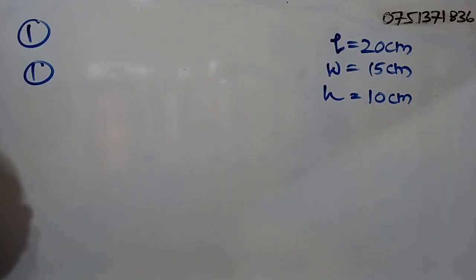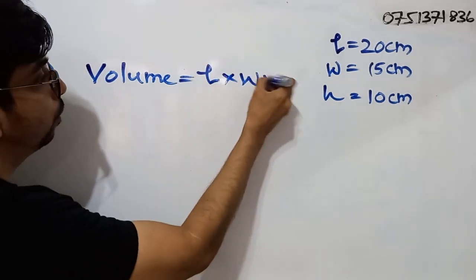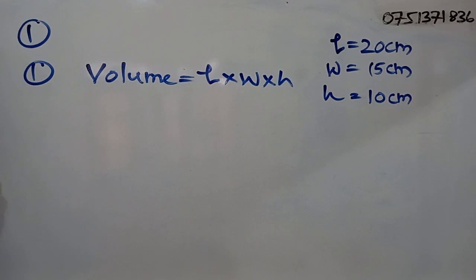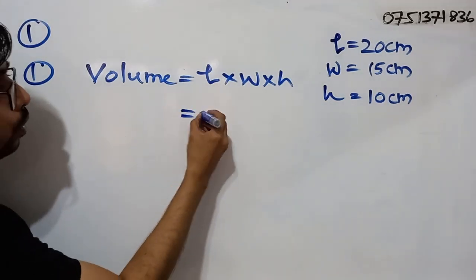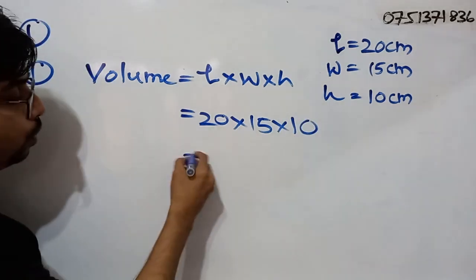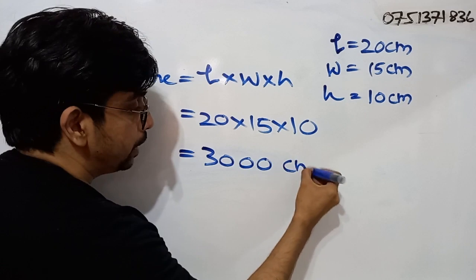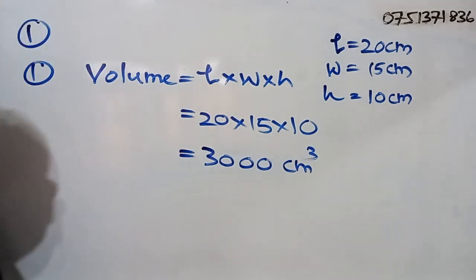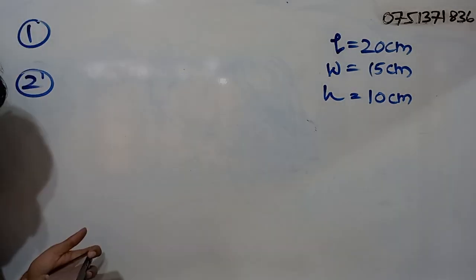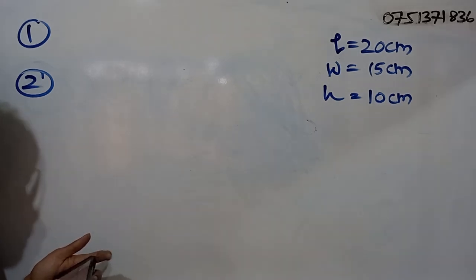So how do we calculate the volume? Volume is equal to what? Length into width into height, no? So 20 into 15 into 10, so what's the value? 3000. What's the unit? Cubic centimeters.